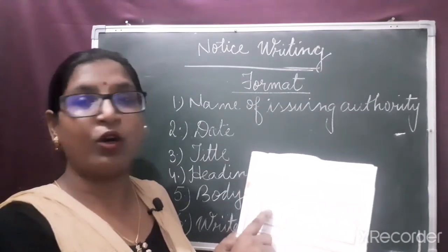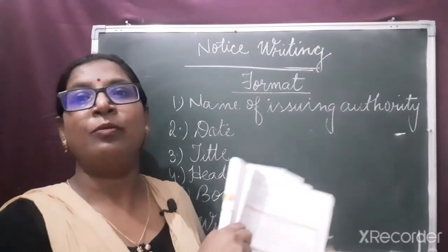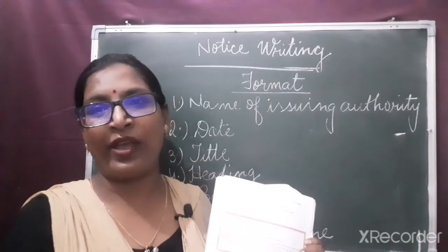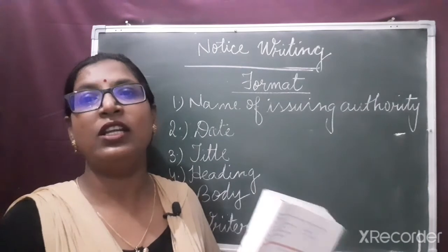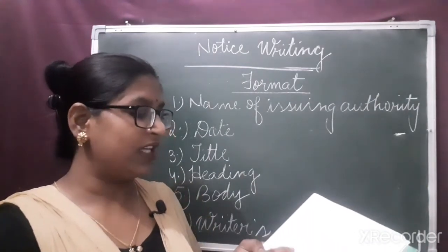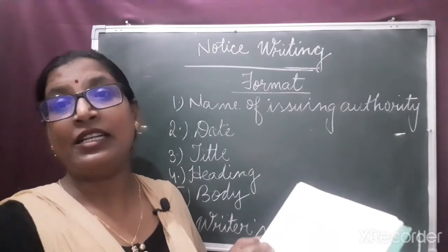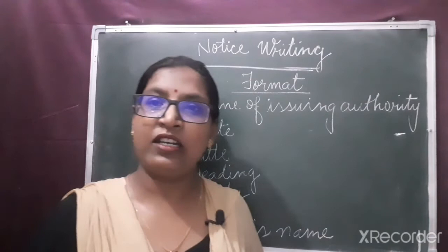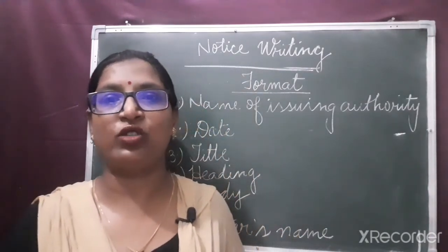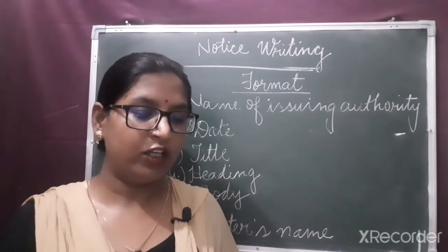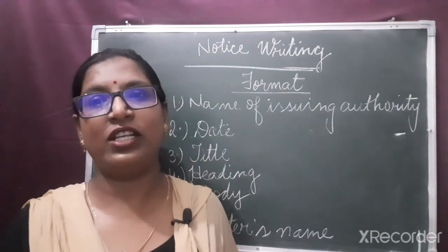And then comes the body of the notice. In the body of the notice, all the important points you should mention about what, when, where, all these basic information should be given in the body of the notice. And then at last comes the writer's name and the designation of the writer. Clear? So dear children, go through all these 3 samples of notice writing given in your book. I hope you understood how to write the notice. Thank you.